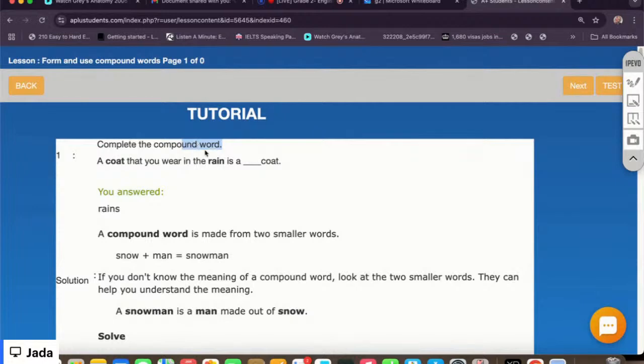Let's move on to the next one here. So it says complete the compound word. If you don't know the meaning of a compound word, you have to look at the two smaller words. They can help you understand better. So if you don't know the meaning, just look at the smaller words.